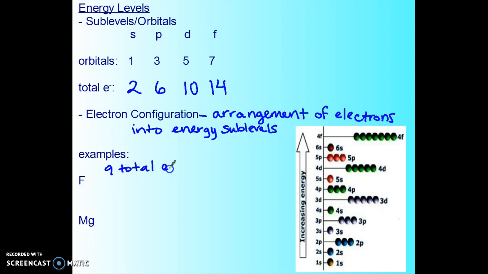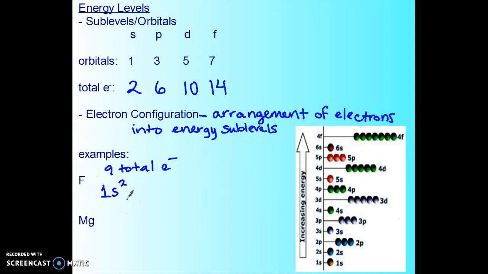Just like it shows in the energy diagram, we always start with 1s because it's the lowest energy. So we'll write 1s for the beginning of our electron configuration. And then, like we said before, 2 electrons can fit into an s orbital. So we'll put our first 2 electrons out of our 9 into the 1s.